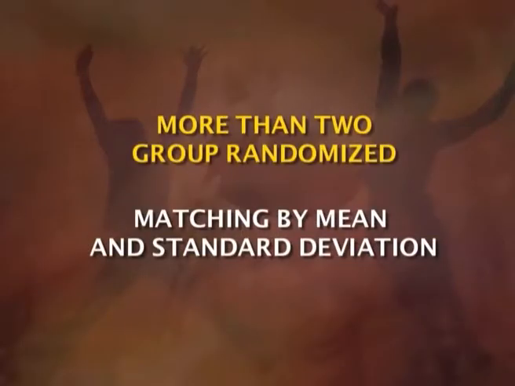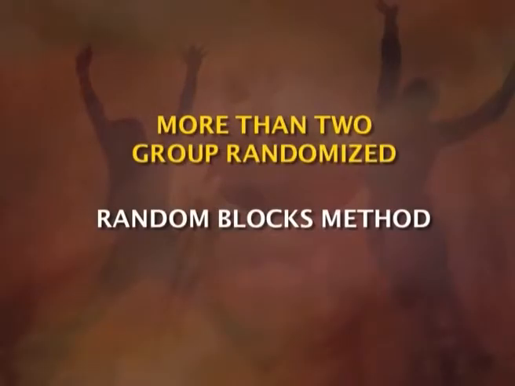A second form of matching would be on the basis of mean and standard deviation. When we cannot make exact pairs because people may not get exactly similar intelligence scores, we may use people who have similar means and similar standard deviations on the intelligence scores. We may group all those people together, and from that group we may randomly assign them into the various experimental groups. A third method of matching would involve the random blocks method.